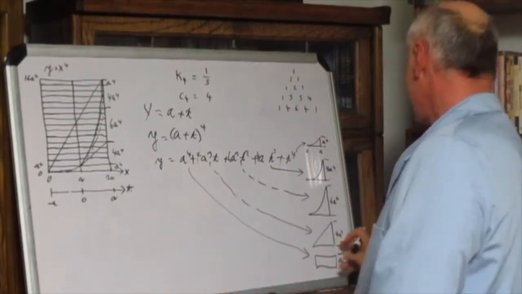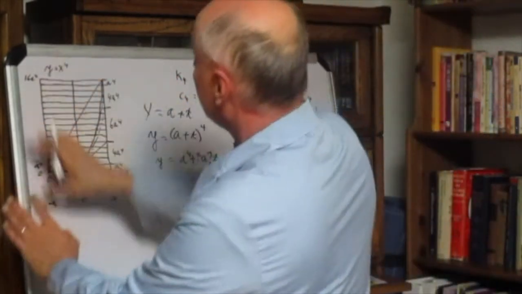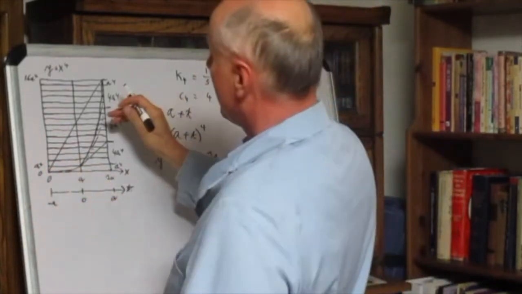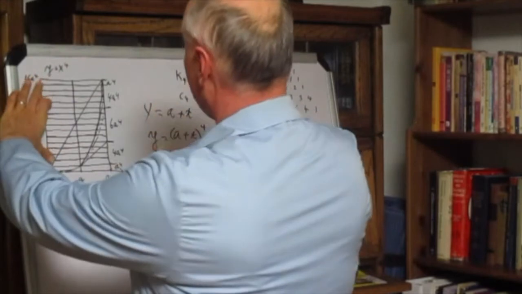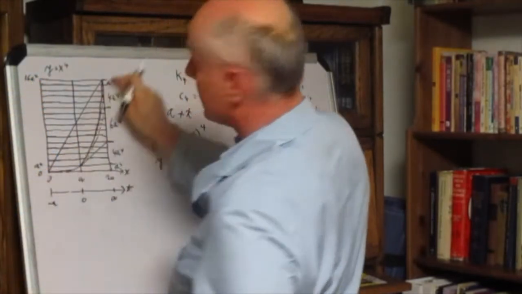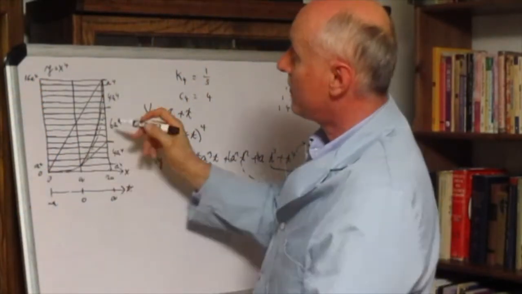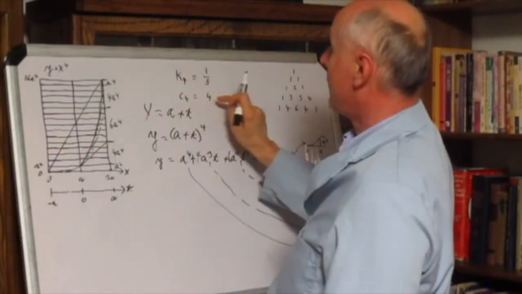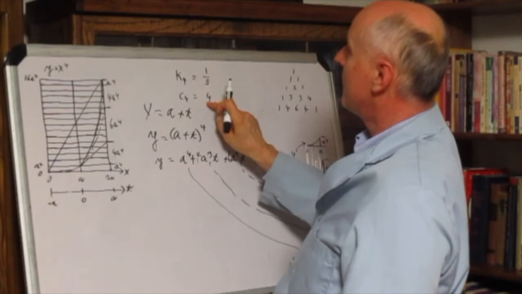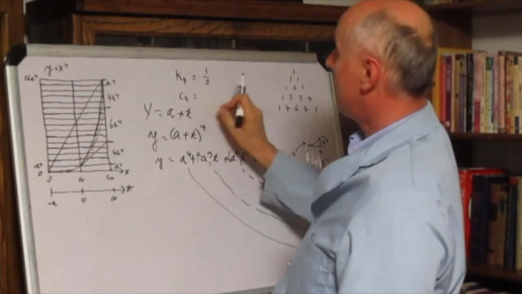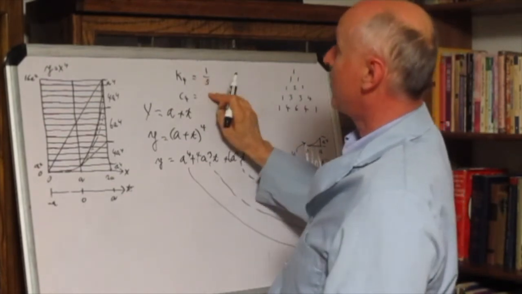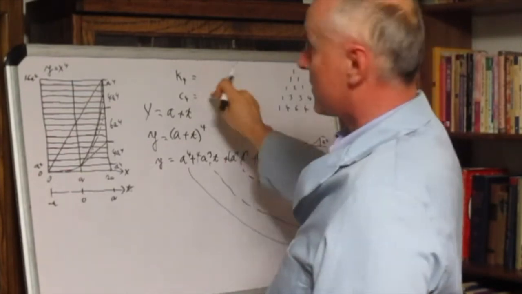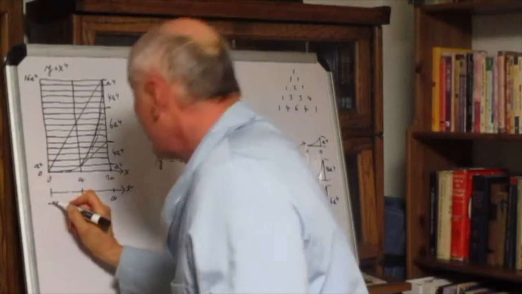Slopes. The total slope for this function at x equals 2a is rise over run. That's the slope of the diagonal times our unknown C4. We're going to try to prove that it's 4. We don't know that yet. And K4, we're going to try to prove that it's 1/5. We don't know that yet, so we're going to solve for it. So here we go.